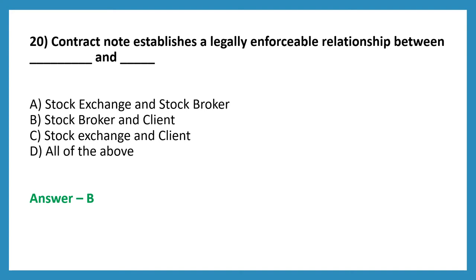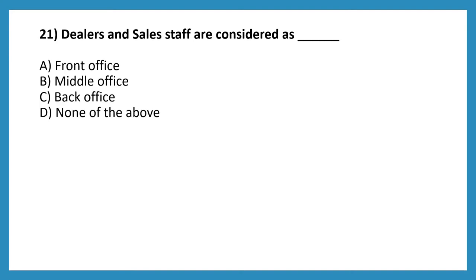Next question. Dealers and sales staff are considered as option A, front office, option B, middle office, option C, back office, option D, none of the above.